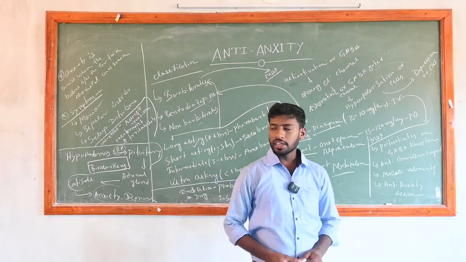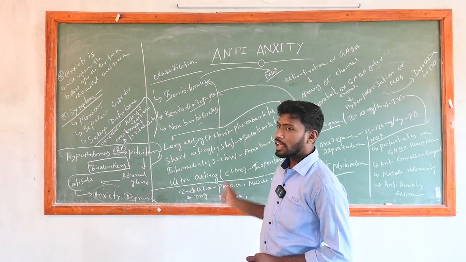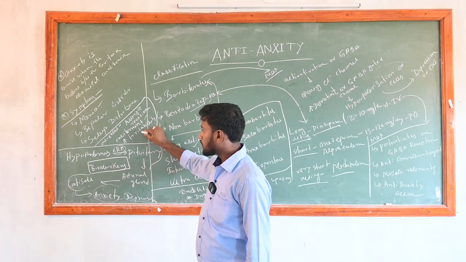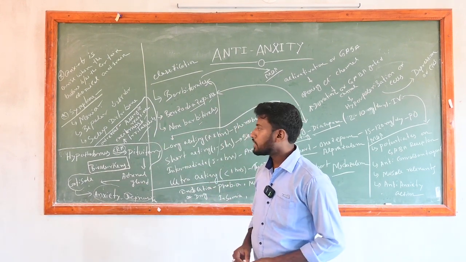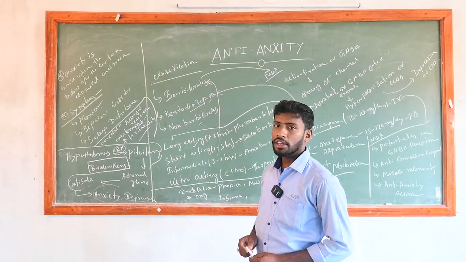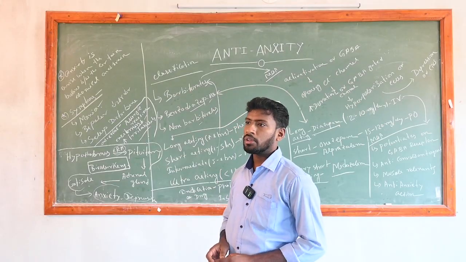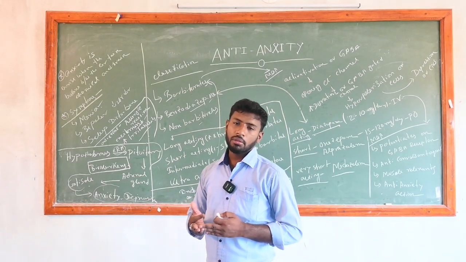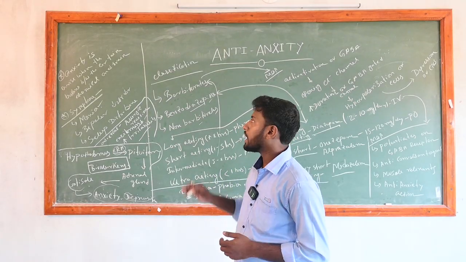Now the adverse effects. What are the adverse effects of anti-anxiety drugs? The first adverse effect is allergic reaction, the second is excitement, and the third is irritability. Those are the main adverse effects. When we take an anti-anxiety drug, it decreases anxiety because it balances certain hormones in the brain.